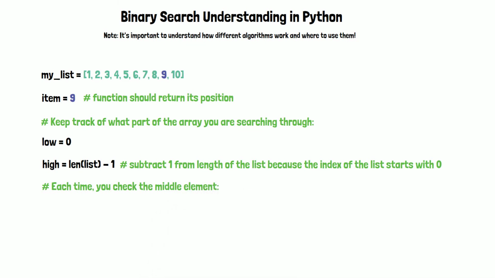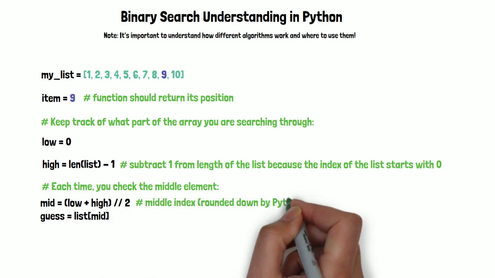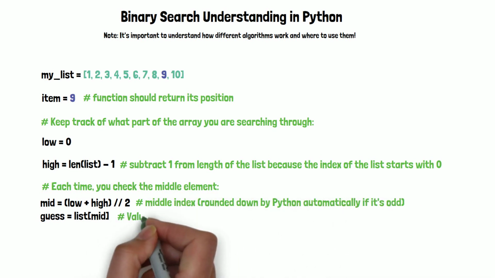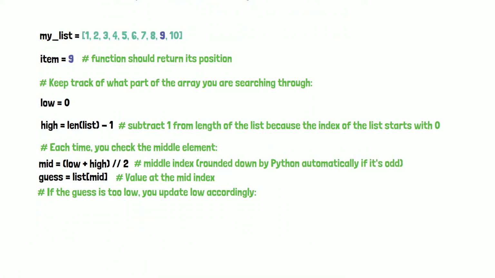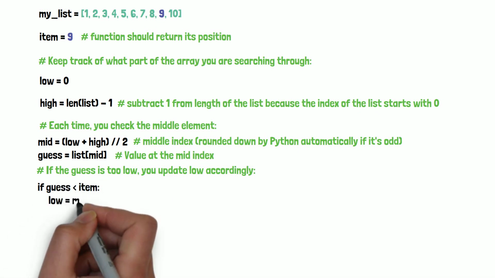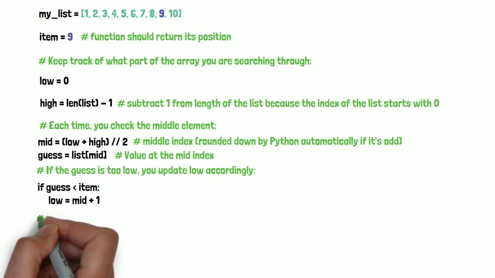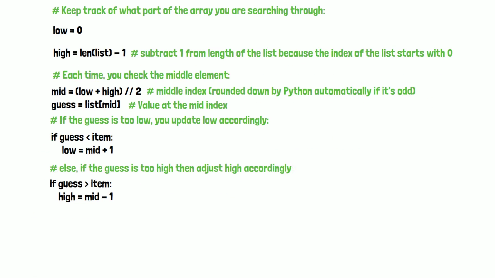Now, each time you have to check the middle element. The variable mid is the middle index and the variable guess is the value at that current index. Note that mid is rounded down if low plus high is odd. Now, if the guess is too low, then we have to update accordingly. If guess is less than item, low is equal to mid plus 1. And if it's too high, we have to update accordingly as well. If guess is greater than item, then high is equal to mid minus 1.